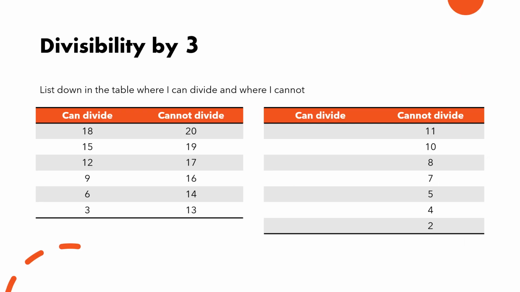So, I think all of you have found out the different numbers which are divisible by 3. Let us look at our tables. On the left, you can see the numbers between 1 to 20 which I can divide by 3, and on the right, you can see the numbers which I cannot divide. So, 18, 15, 12, 9, 6 and 3 are the numbers I can divide by 3 without leaving a remainder. But 20, 19, 17, 16, 14, 13 and so on. These numbers, when I divide by 3, there is always a remainder.